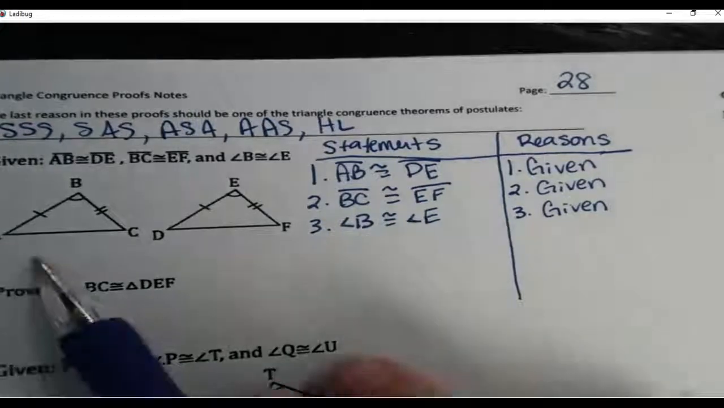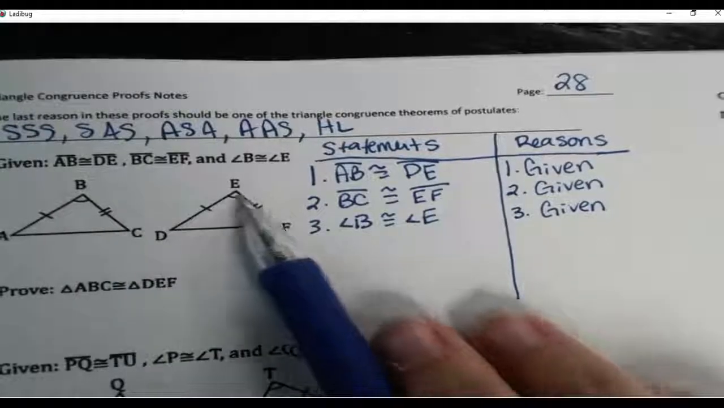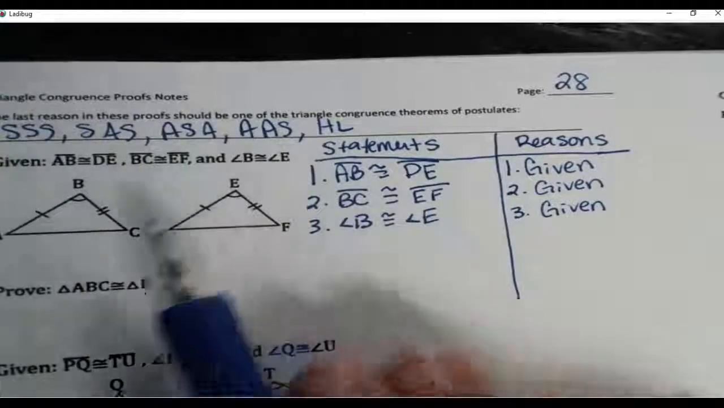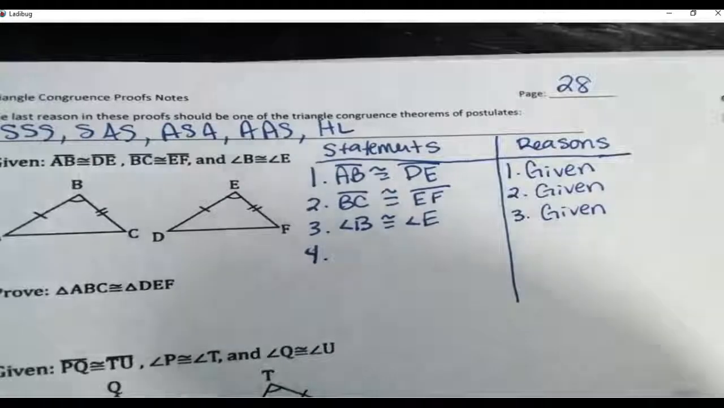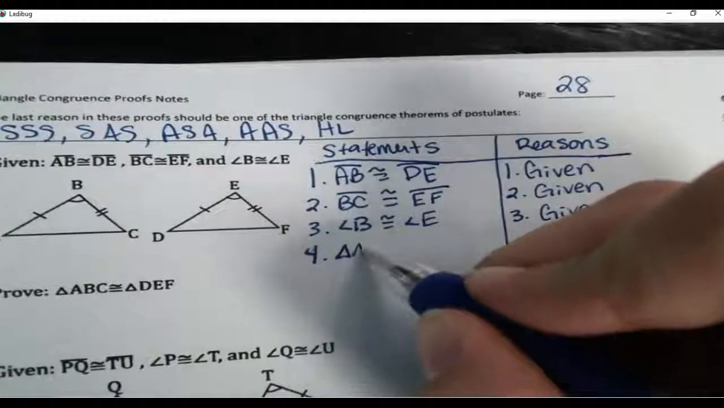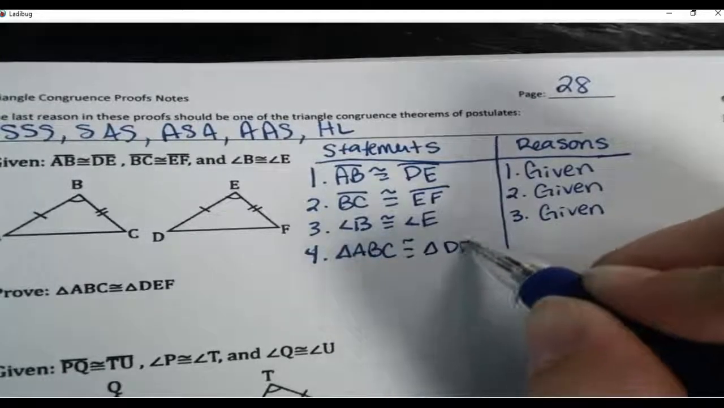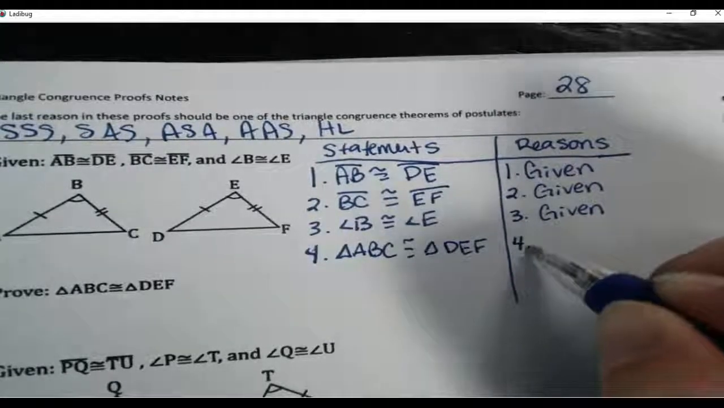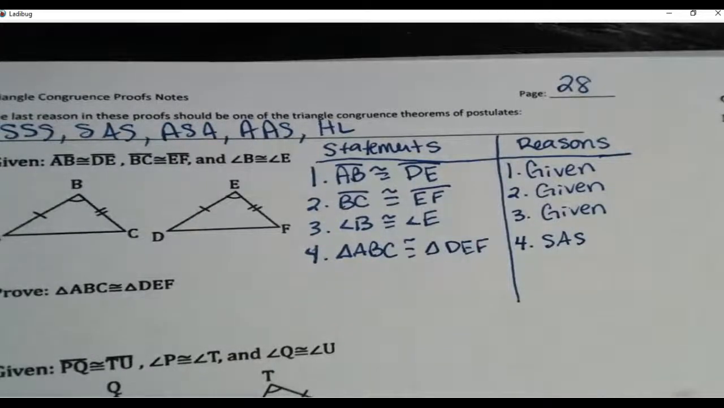Okay, so we're given all 3 things. If I look at my picture, it's already marked. So AB is congruent to DE, BC is congruent to EF, and angle B and angle E. Do I have enough to assume congruence? Yes. By what theorem? Side, angle, side. Good. So we're done. So then our last thing is what we're trying to prove, which is triangle ABC is congruent to triangle DEF. And we know that because of the side angle side theorem. And we're done.